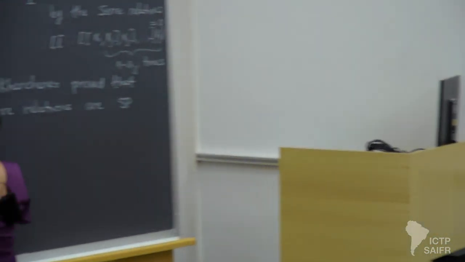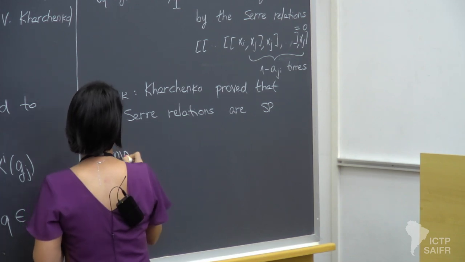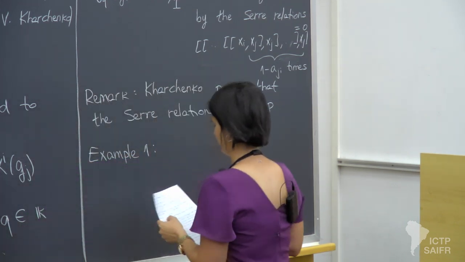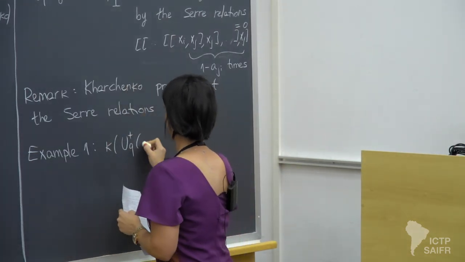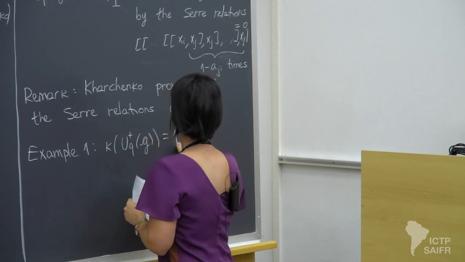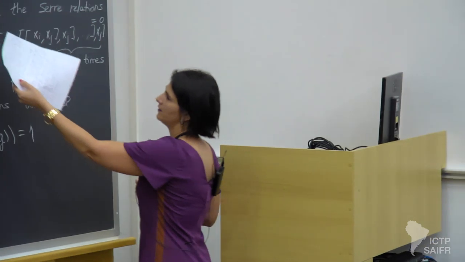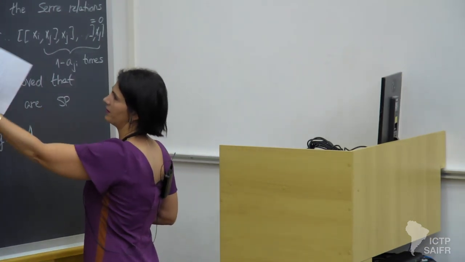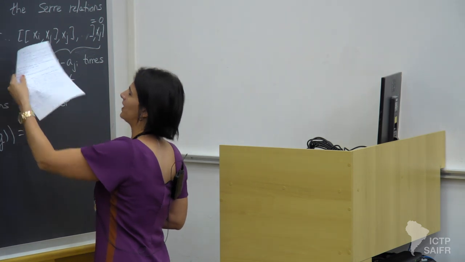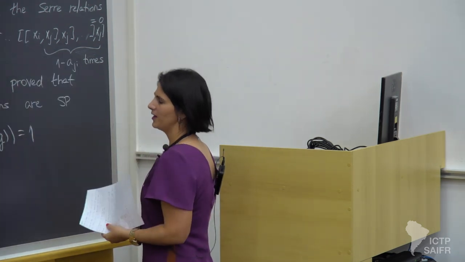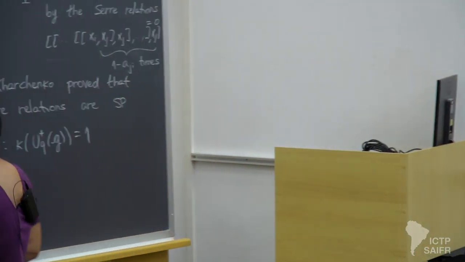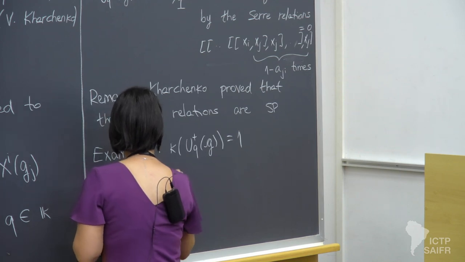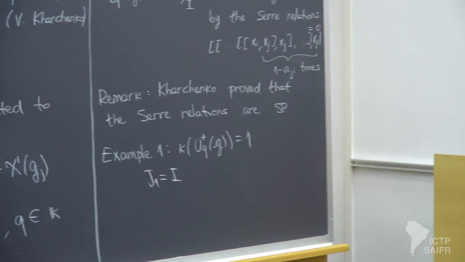Then we have the first example, which is not a very good example because it's not interesting: kappa of u_k^+ of g is 1. Why? Because our kernel will be this I, which is generated by skew primitive elements. So we already have J1 containing the whole I. So we need interesting examples.